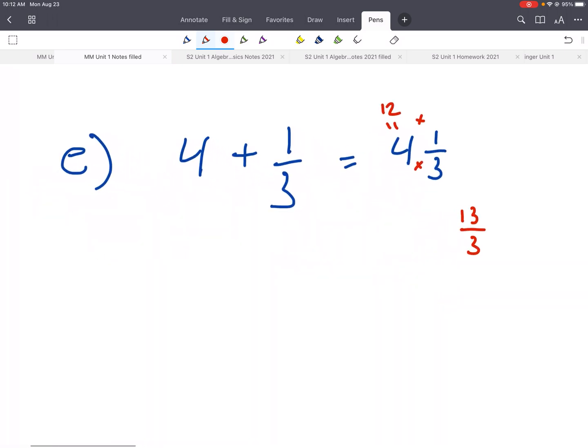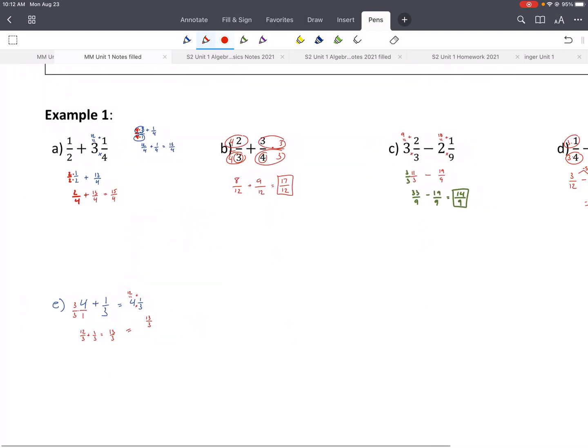Another way is you can make this become a fraction. And then we'd need to have a common denominator. So you can multiply it by 3 over 3. That gives us 12 thirds plus a third. And that gives us 13 thirds. So either way, you end up getting the same thing. And it's really doing the exact same thing. It's just looking at it a different way. All right, so that's it.